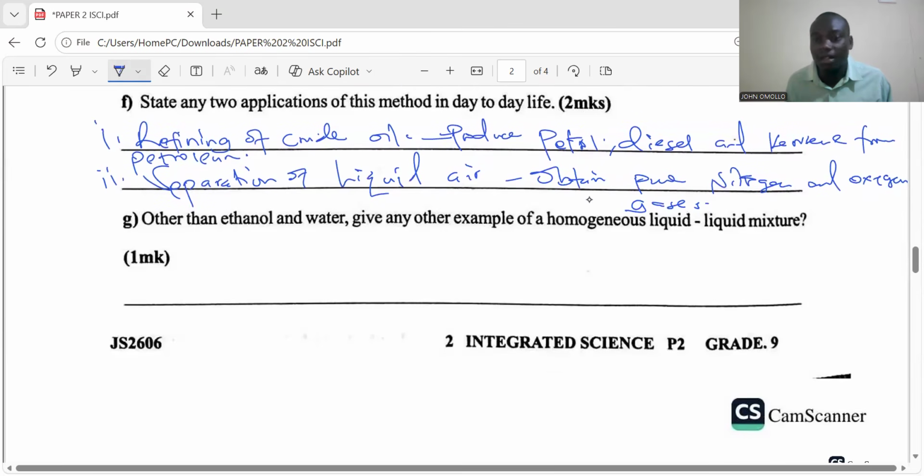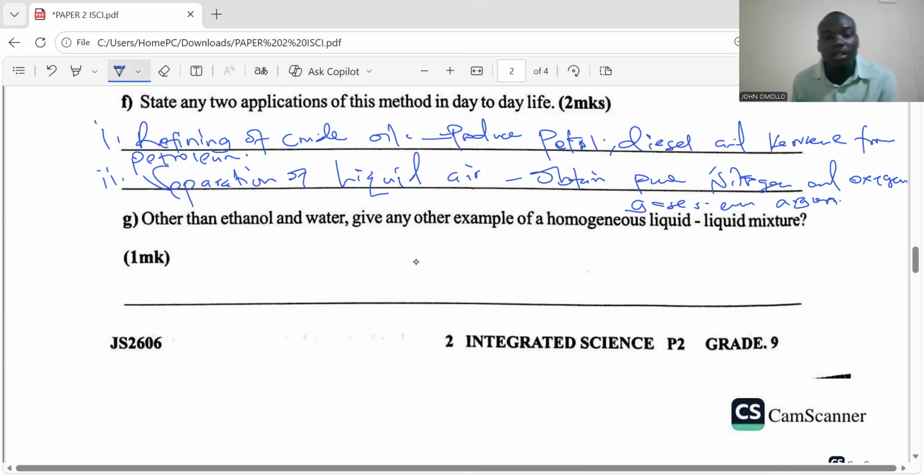Remember, air is a mix of gases, even argon. Argon is also part of the air. So this nitrogen, oxygen, argon, they are within air. How can we separate them? By use of fractional distillation.